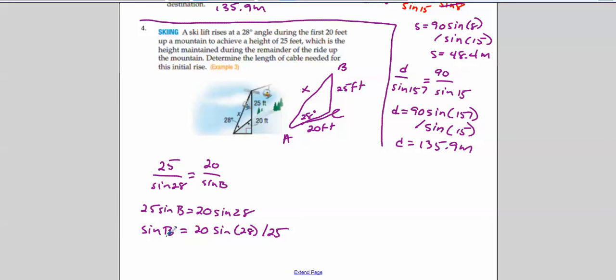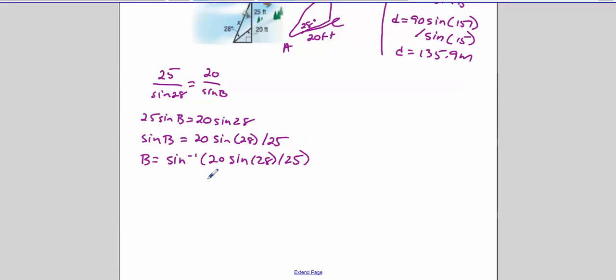And then if you wanted to find angle B, you could do an inverse sine. So B is equal to the inverse sine of 20 sine 28 divided by 25. Now I know it's tempting to do part of this at a time and then insert answers back in, but the problem is on your calculator, once you start rounding, you're going to get some significant rounding errors. So it's best to isolate the B and then just type all of this at once. So let's try that.